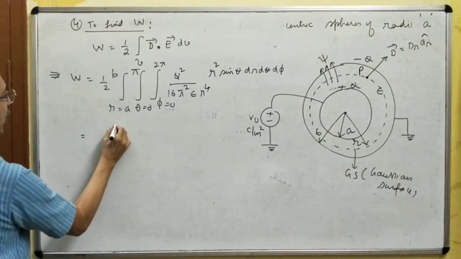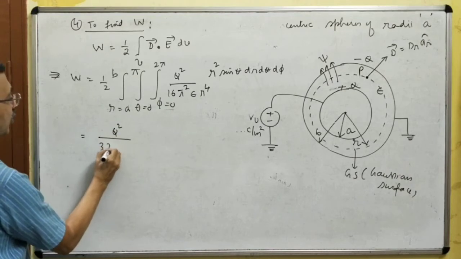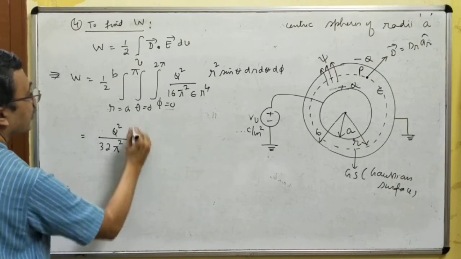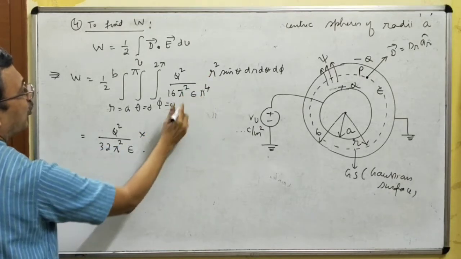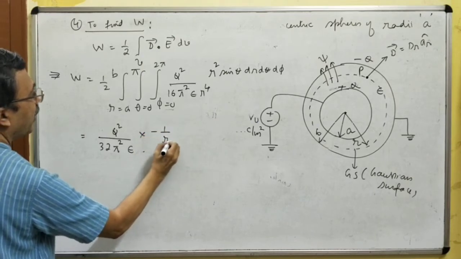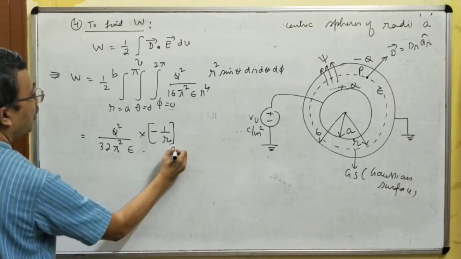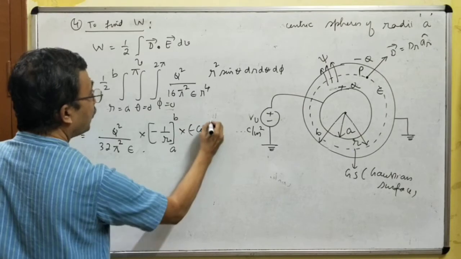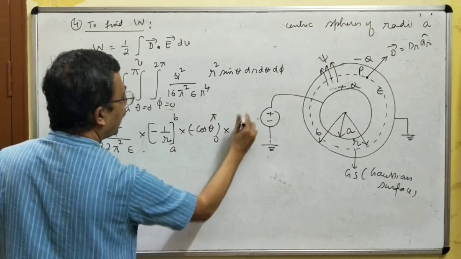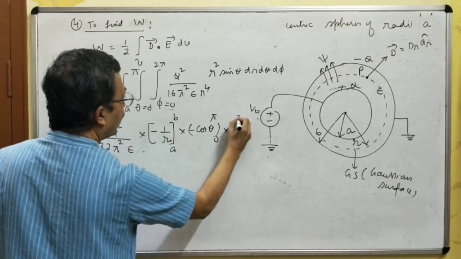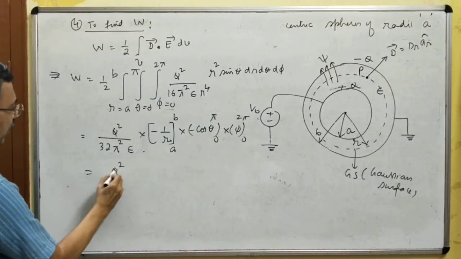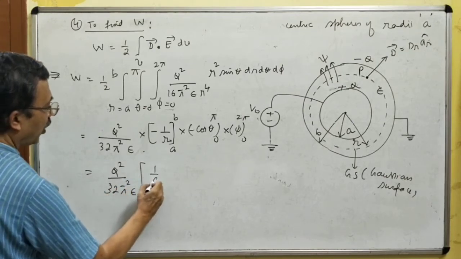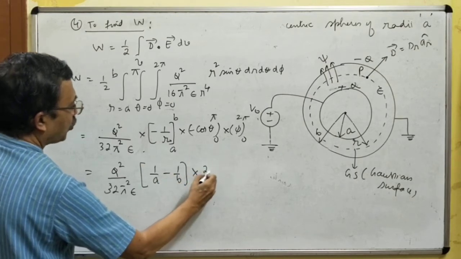Equals Q square divided by 16 into 2 is 32, 32 pi square epsilon. r square divided by r to the power 4 is 1 by r square. If you integrate, you get minus 1 by r. Put the limits a to b. Sin theta, if you integrate, you get minus cos theta, limits 0 to pi. D phi, if you integrate, you get phi between 0 and 2 pi. Equals Q square divided by 32 pi square epsilon. Put limits, you get 1 by a minus 1 by b into 2 into 2 pi.